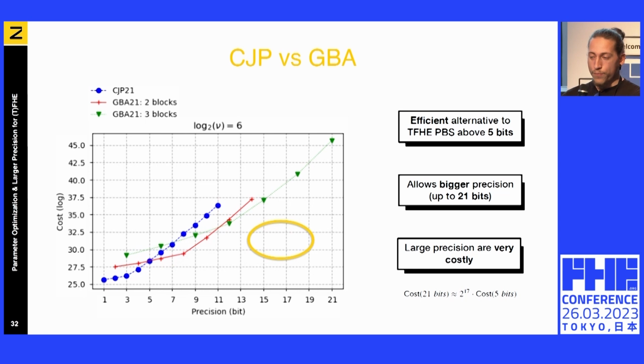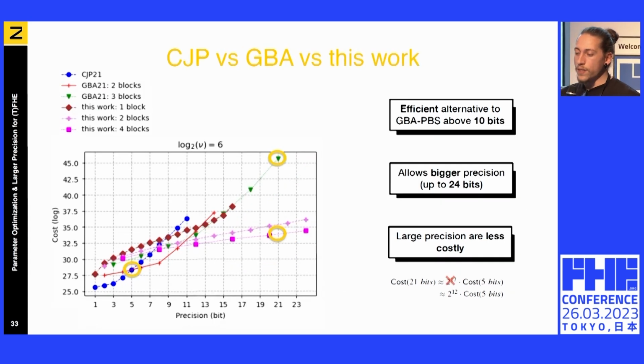So in the previous comparison, we were looking for something in this area, so something that scales better in precision. And this is a figure with 3 additional curves with this new bootstrapping. And what we see is that the purple curves, so for 2 and 4 blocks, are where we wanted them to be. So it gives us an efficient alternative to GBA bootstrapping above 10 bits. And we also have more available precision. In here we have up to 24 bits of precision, but in fact it goes a bit more.